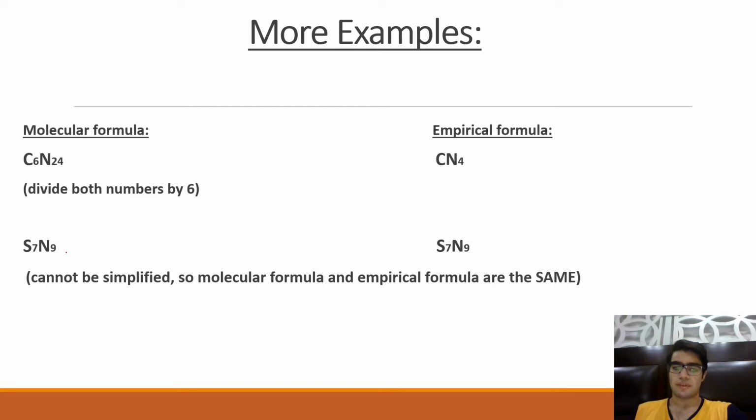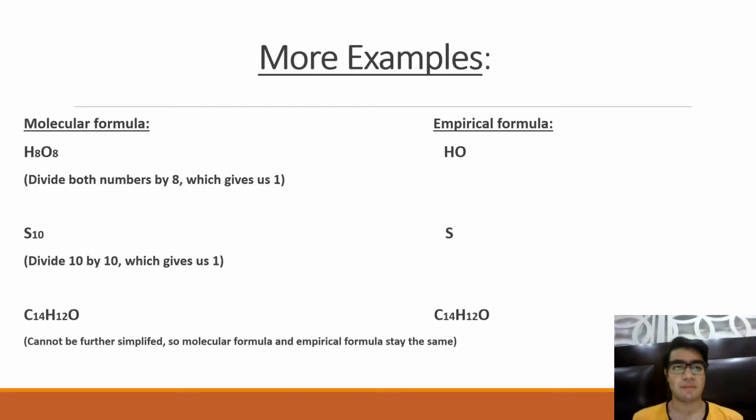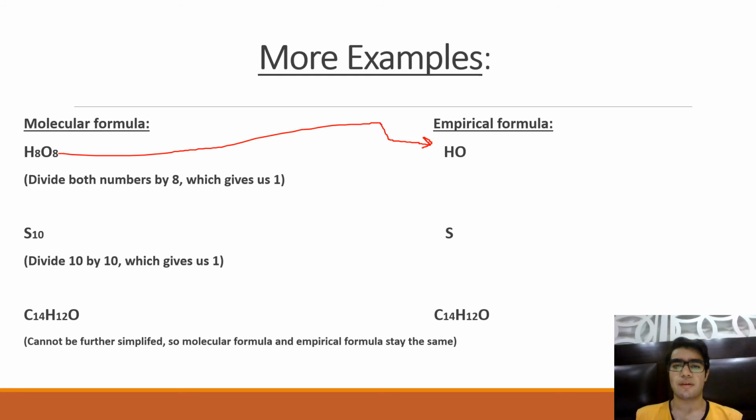Now let's do some more examples. The molecular formula in the first example is H8O8. What's the highest number that you can divide these two numbers by? It's basically 8. You divide 8 by 8, which is 1, and for the oxygen you also divide 8 by 8, so that's also 1. So the empirical formula is HO, because there's only one H and one O, so you do not need to write 1. You just write HO.